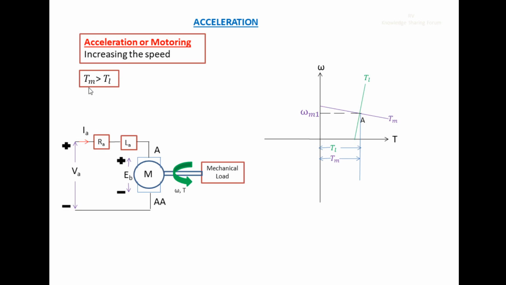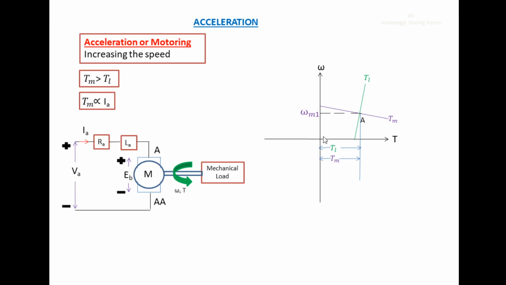Now our question is again how to increase this motor torque. For a DC machine, our motor torque is directly proportional to the armature current. So from this expression, if we are able to increase this armature current, obviously this motor torque will increase. Therefore, this motor torque will become greater than the load torque. So when the motor torque increases, it becomes greater than the load torque. Therefore, acceleration can be achieved.